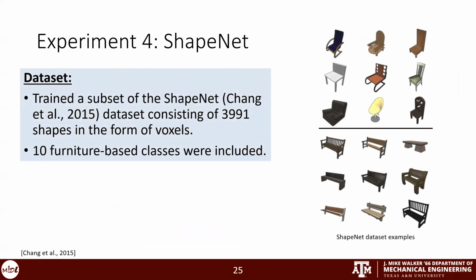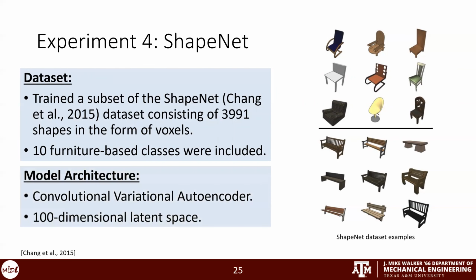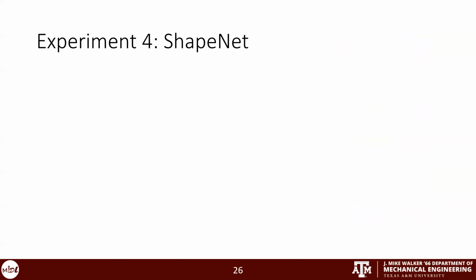For our last experiment, we chose a ShapeNet dataset consisting of 3D voxels of a variety of objects. We used only a subset of the dataset, which consisted of 10 furniture-based classes. The generator model that we used for this experiment was a convolutional VAE that works well for voxel-based data. The latent space dimension was set to 100 owing to the increased complexity of the dataset.